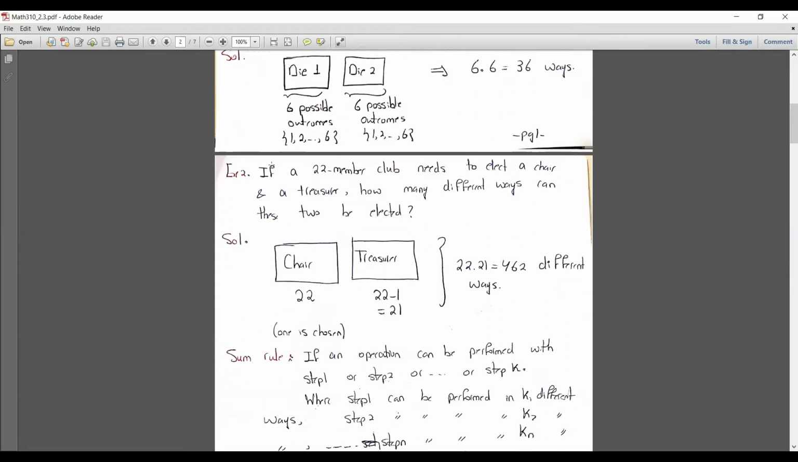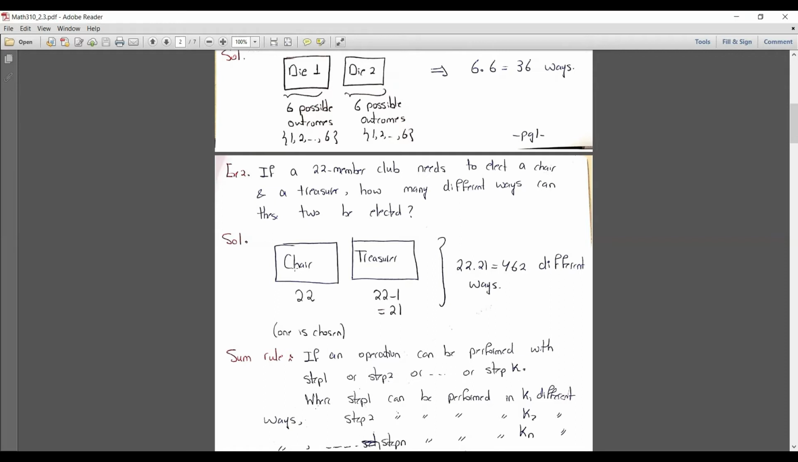Here we have another example. We are saying that if we have a 22-member club that needs to elect a chair and a treasurer, how many different ways can these 2 be elected? Of course, here, guys, if we want to elect a chair and a treasurer, we cannot elect the same person as a chair and as a treasurer. So if we chose Bella to be a chair, we cannot choose her also to be a treasurer. Okay, guys? So we can choose the same person only once.